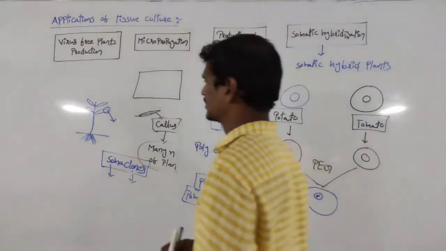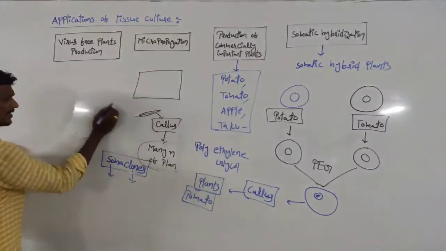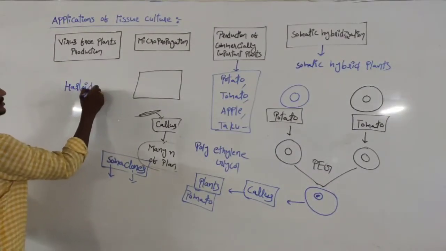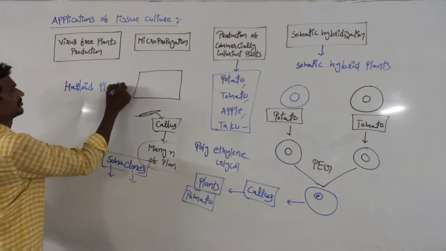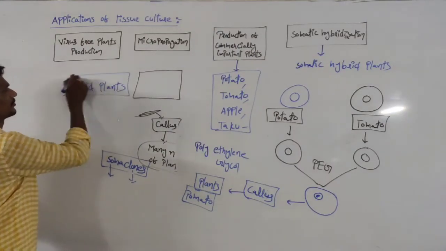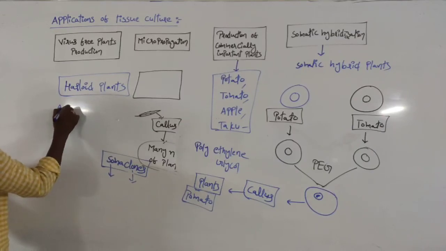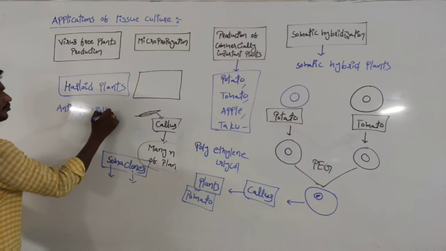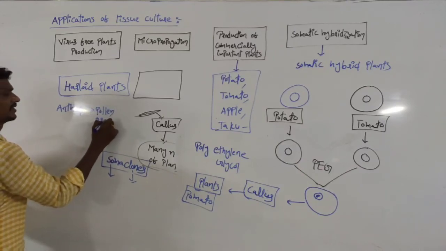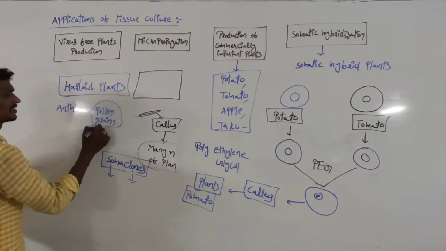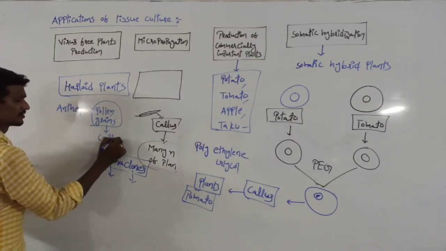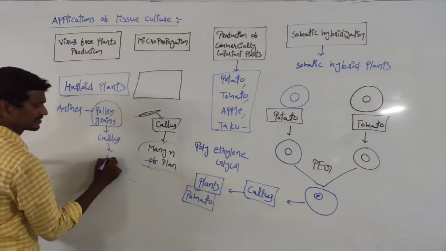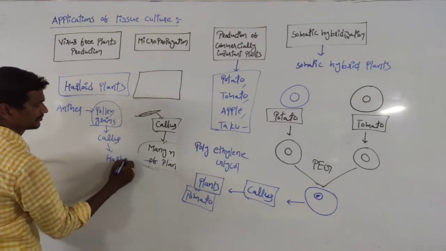And remember, haploid plant production also takes place. So how are haploid plants produced? Simple. Whatever the anther is there, the anther has pollen grains. Pollen grains are subjected to callus production. The plants produced are haploid plants.